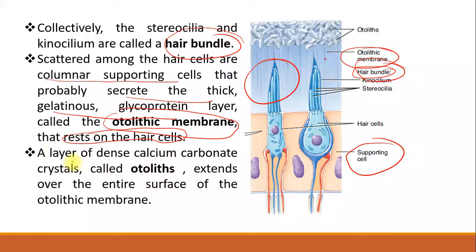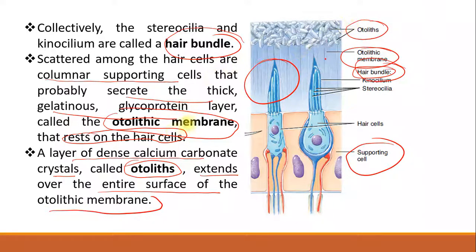A layer of dense calcium carbonate crystals, which are called otoliths, extends over the entire surface of the otolithic membrane. So these otoliths, which are made up of dense calcium carbonate crystals, are present on this otolithic membrane, and the otolithic membrane rests upon the hair bundles of the hair cells.